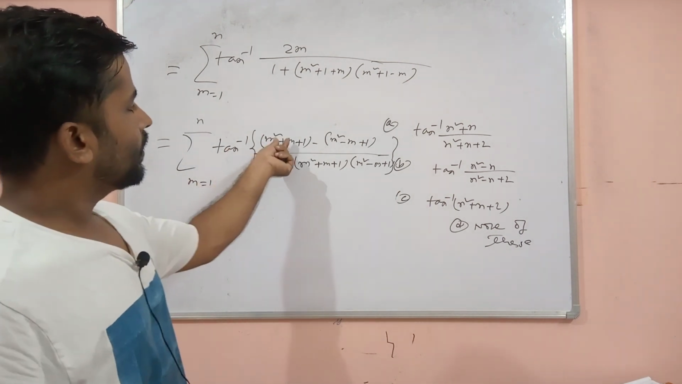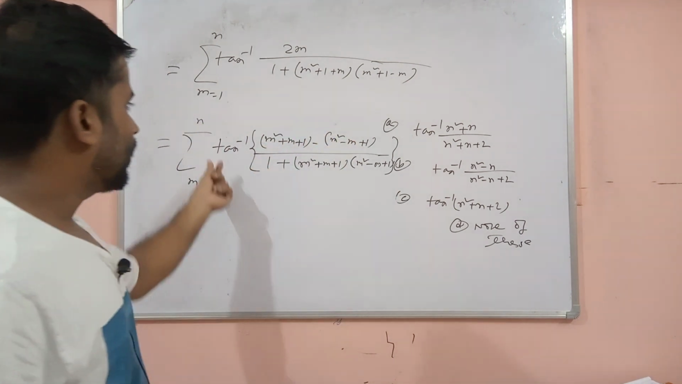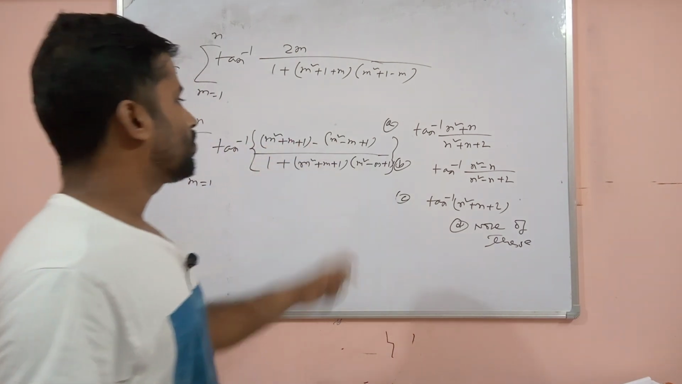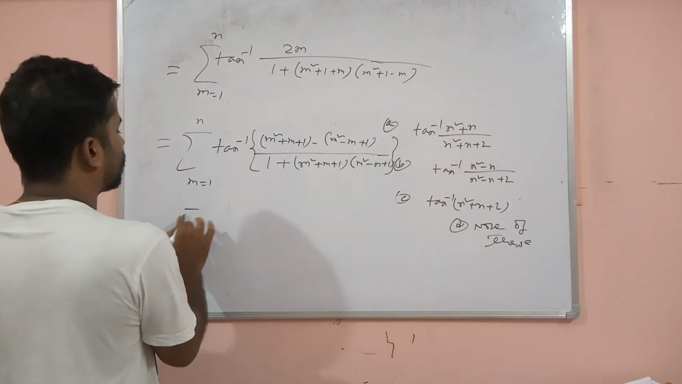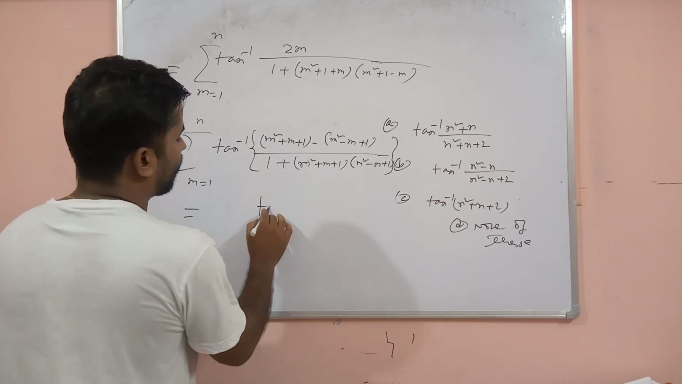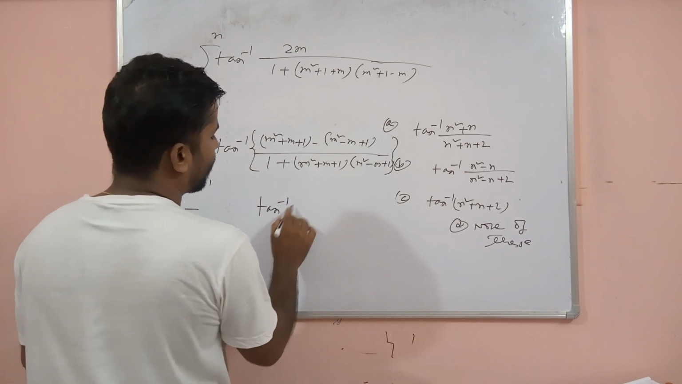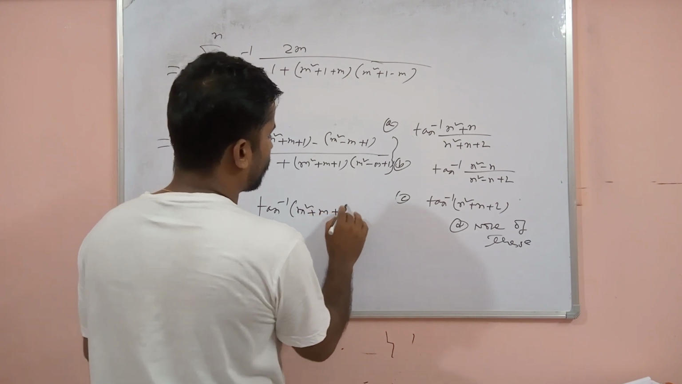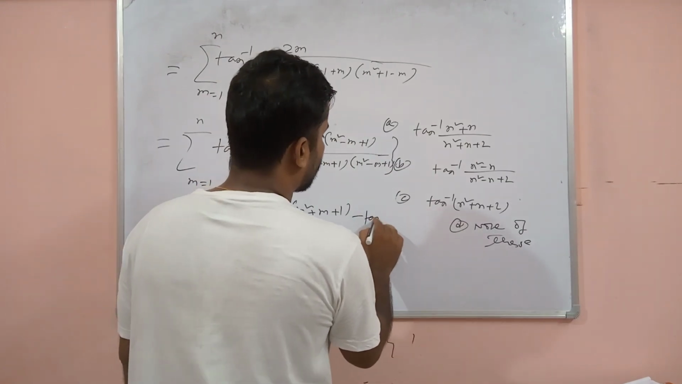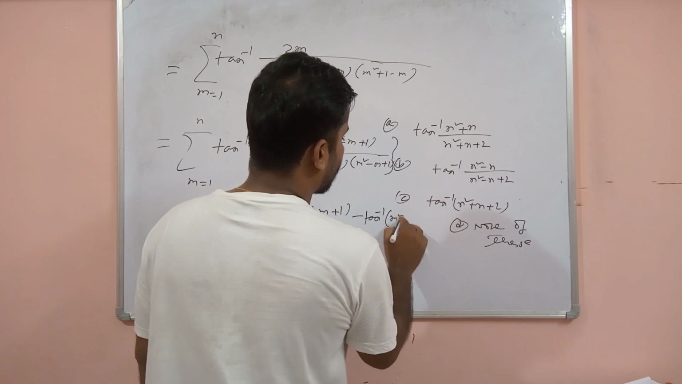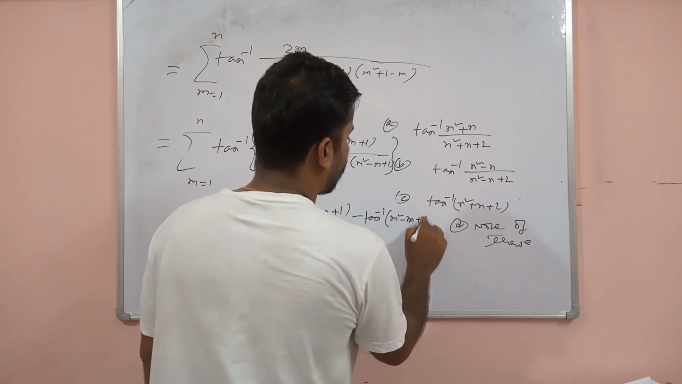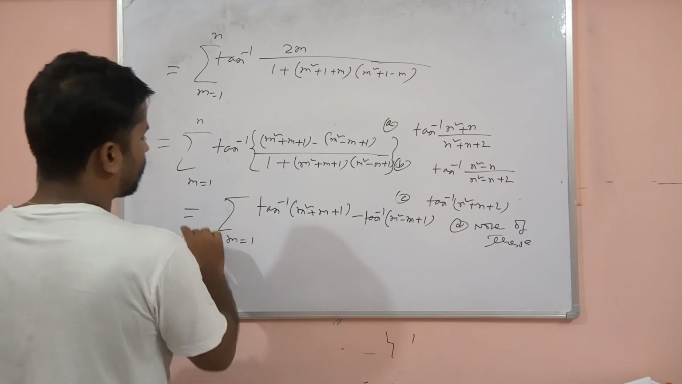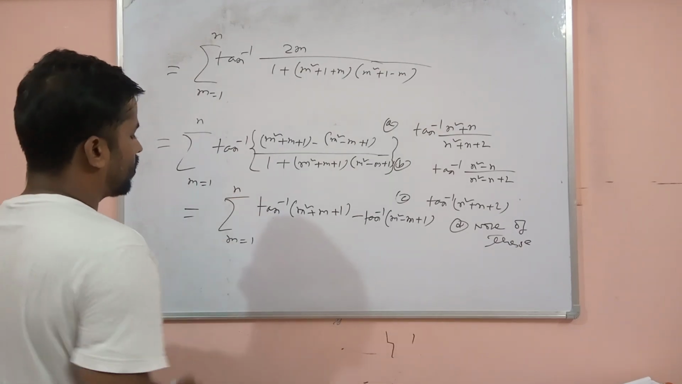If we consider these as a and these as b, then it is like tan inverse of a minus b by 1 plus ab. So it can be written as tan inverse a, I mean m square plus m plus 1, minus tan inverse b, I mean m square minus m plus 1. It would be like this.